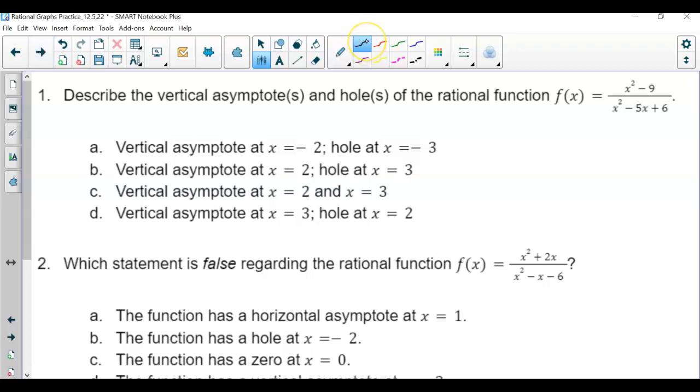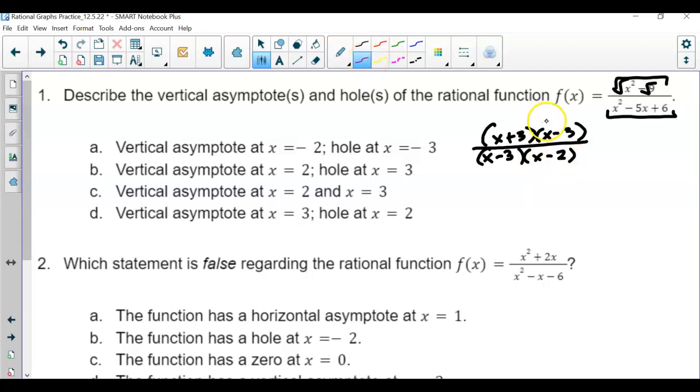And here we go. So we need to describe the vertical asymptote and hole. So I do need to factor. Factoring the numerator, I do notice I have a difference of two perfect squares. So this is x plus 3 times x minus 3. And I have a trinomial in the denominator. The factors that multiply to get 6 but add to get -5 are -3 and -2. So now notice how we have a common factor here, x minus 3, which means that was the x-coordinate of the hole. So our hole is at the x-coordinate of not -3, right, but +3.